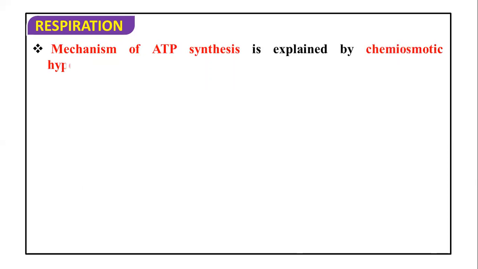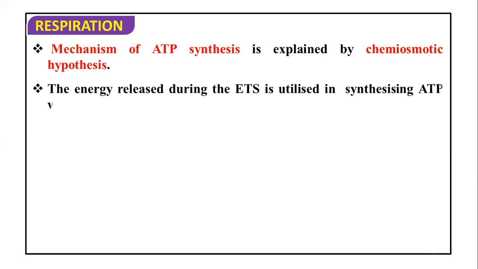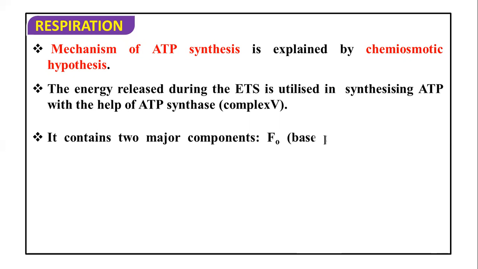The mechanism of ATP synthesis is explained by the chemiosmotic hypothesis of Peter Mitchell. The energy released is utilized in the synthesis of ATP with the help of ATP synthase, that is complex 5. Complex 5, as we have discussed in the previous diagrams, has two major components, F0 and F1. F0 is considered the base piece and F1 is considered the head piece.